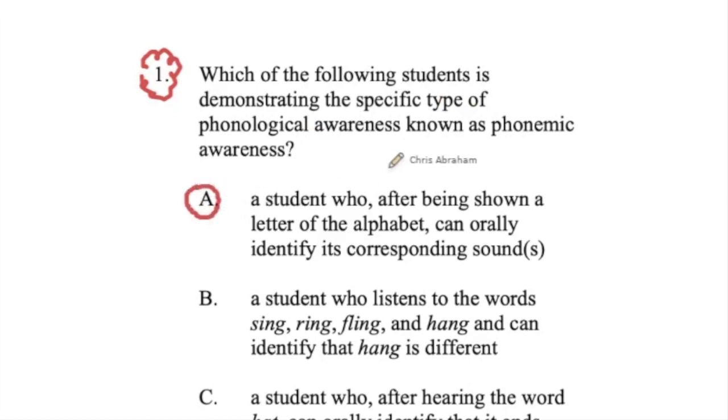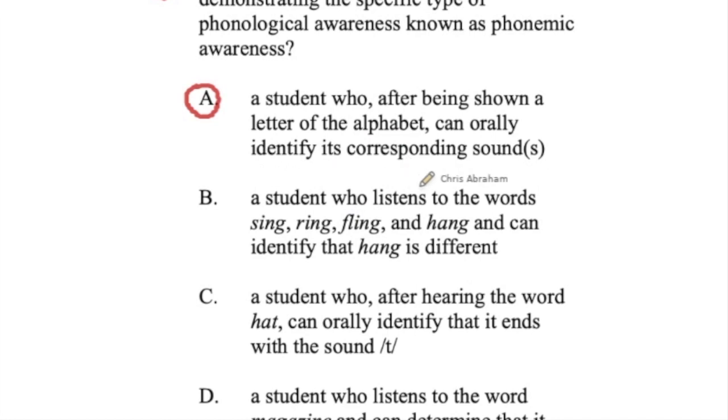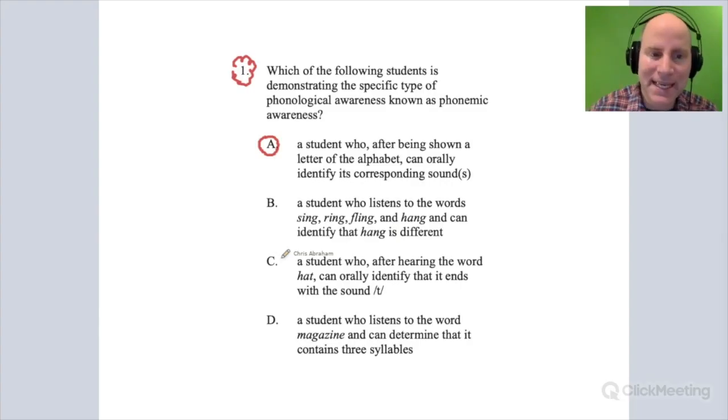A, a student who, after being shown a letter of the alphabet, can orally identify its corresponding sound or sounds. B, a student who listens to the words sing, ring, fling, and hang and can identify that hang is different. C, a student who, after hearing the word hat, can orally identify that it ends with the sound t. Or D, a student who listens to the word magazine and can determine that it contains 3 syllables.